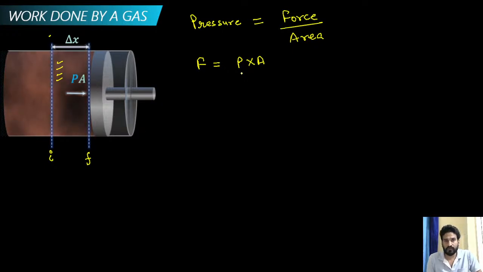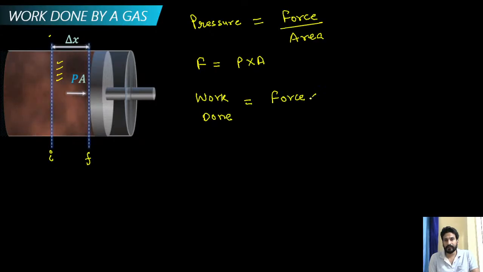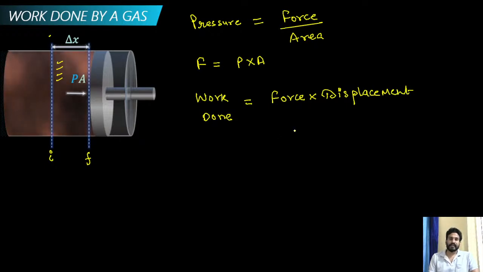So what is the force? Force is the pressure into the area, PA. And what is the displacement of this piston? Delta x is the displacement of this piston. What am I trying to calculate? Work done. What is the formula for work done? Work done is the force multiplied by displacement. Force is pressure into area, multiplied by displacement, which is delta x.